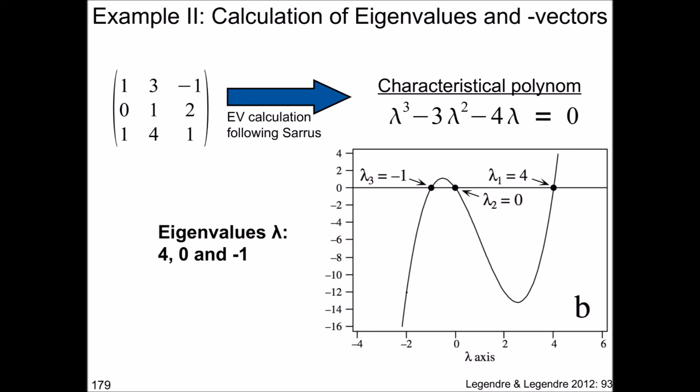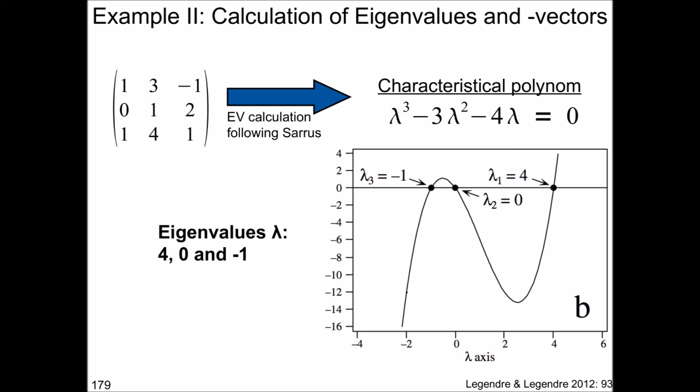In the next example, we want to calculate eigenvalues and vectors, and we start with this matrix that is shown on the top left of this figure. We won't go into details here how we calculate the eigenvalues, but we can use the rule of Sarrus. You can look up this rule in a textbook, or even in Wikipedia, to see how you can obtain the eigenvalues following this rule. Based on this matrix, you have the characteristic polynomial that is shown here, and you see in the figure, if you plot this characteristic polynomial, you would easily find out that the eigenvalues are lambda 4, 0 and minus 1.